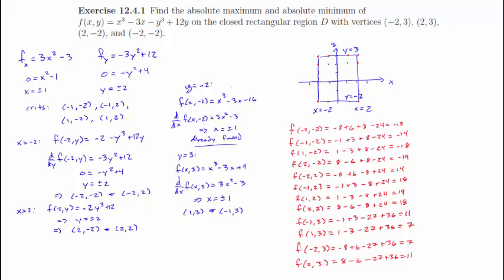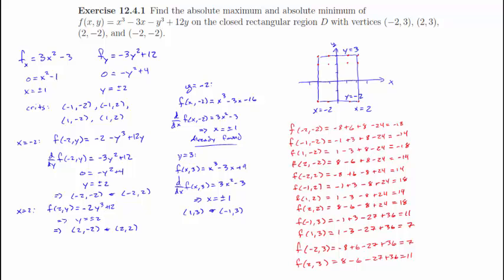Plug negative 2 into my function. I get f(x, -2) equals x cubed minus 3x minus 16. I take the derivative with respect to x, and we get that x equals plus or minus 1. So if y equals negative 2 and x equals plus or minus 1, those are actually points that we already found as criticals of the function overall. So those points are already labeled here and don't need to be relabeled.